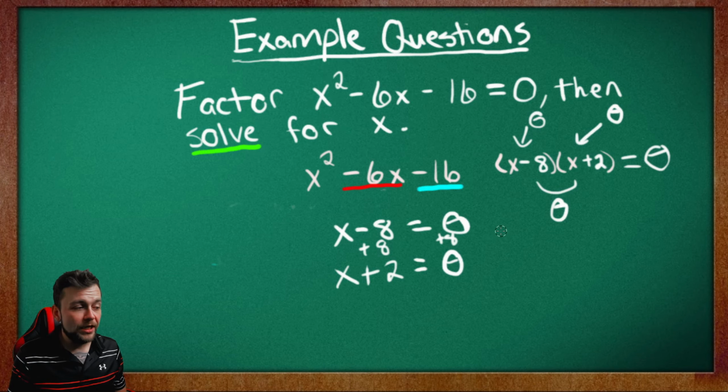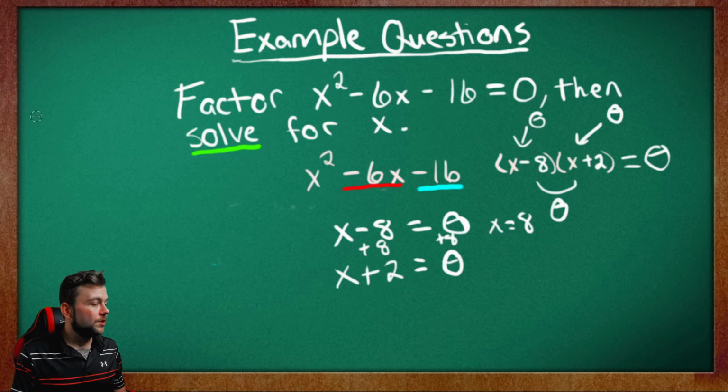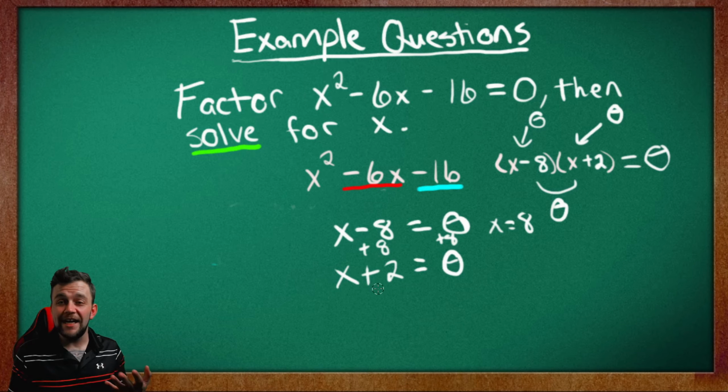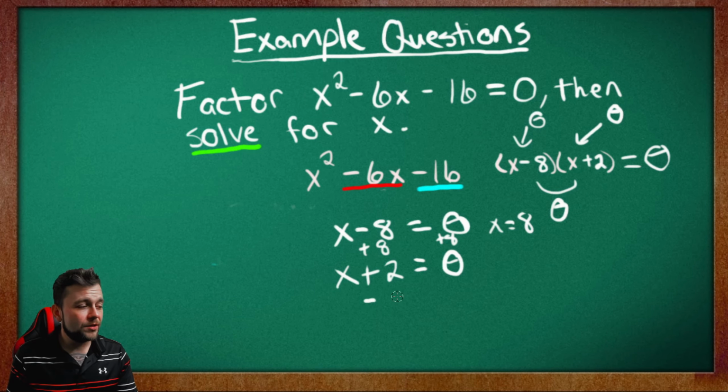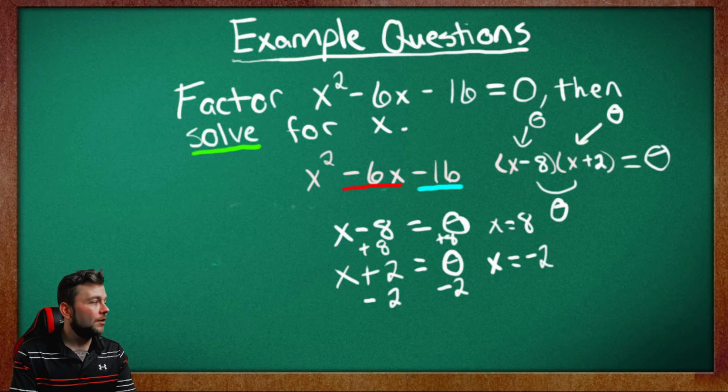What is 0 plus 8? x equals 8. Okay, our second one, x plus 2. What's the opposite of adding 2? It is subtracting 2, and you do that to both sides to keep that equality. x equals negative 2. And circle your answer.